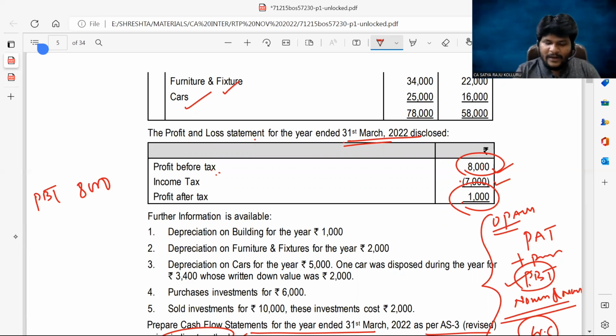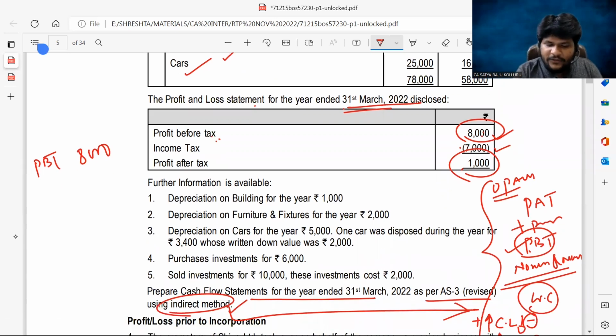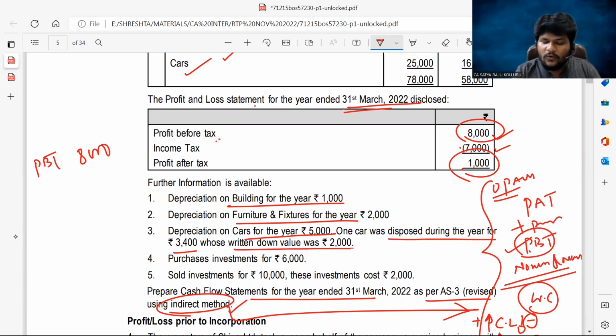Okay, first let me read the further information as well. Depreciation on building for the year was given. Depreciation on furniture and fixtures was given. Depreciation on cars for the year was 5,000. One car was disposed during the year for 3,400, whose written down value was 2,000. Okay, fine. Next, purchases of investments were given. Sold investments, and these investments cost 2,000, was given. This is the further information.